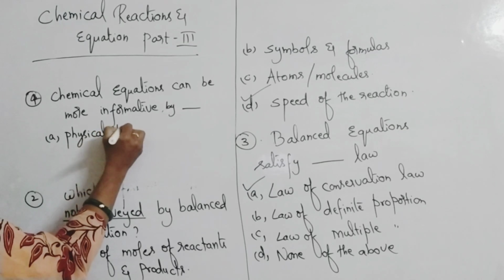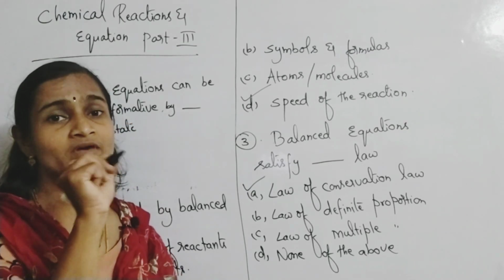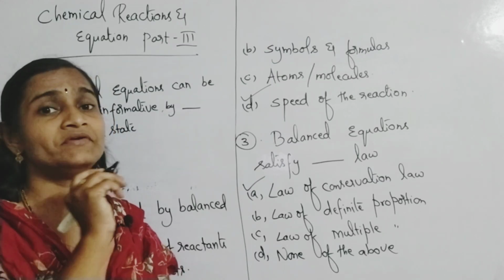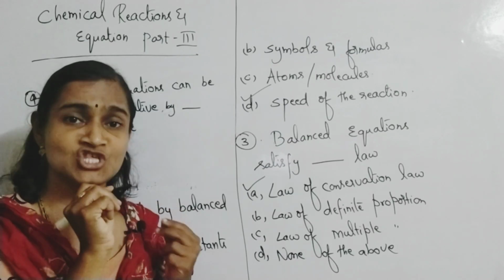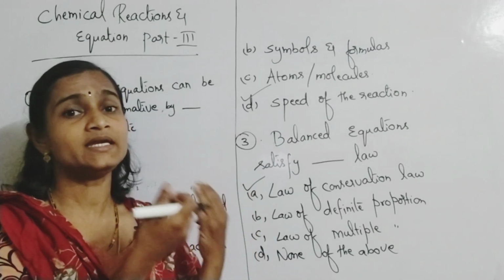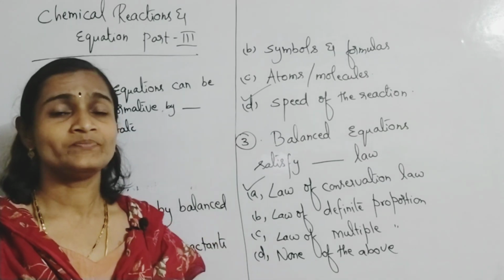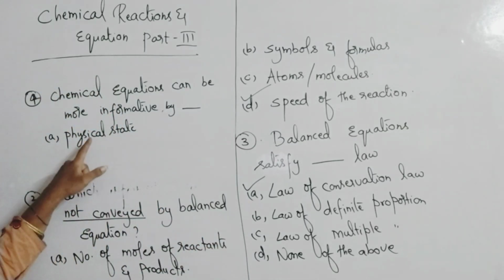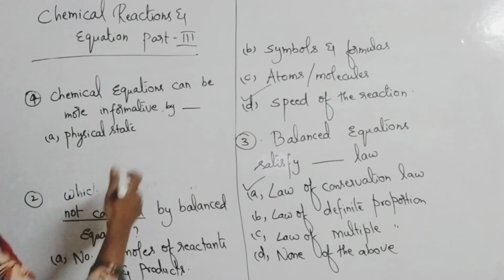Option A, physical state. By mentioning the physical state, the equation becomes more informative. For reactants, if it is a solid substance, we represent it with S. If it is a liquid, we represent it with L. If it is a gas, we represent it with G. Or if it is a gas liberated on the product side, we represent it with an upward arrow. So physical state you are representing, so it makes the equation more informative, isn't it?